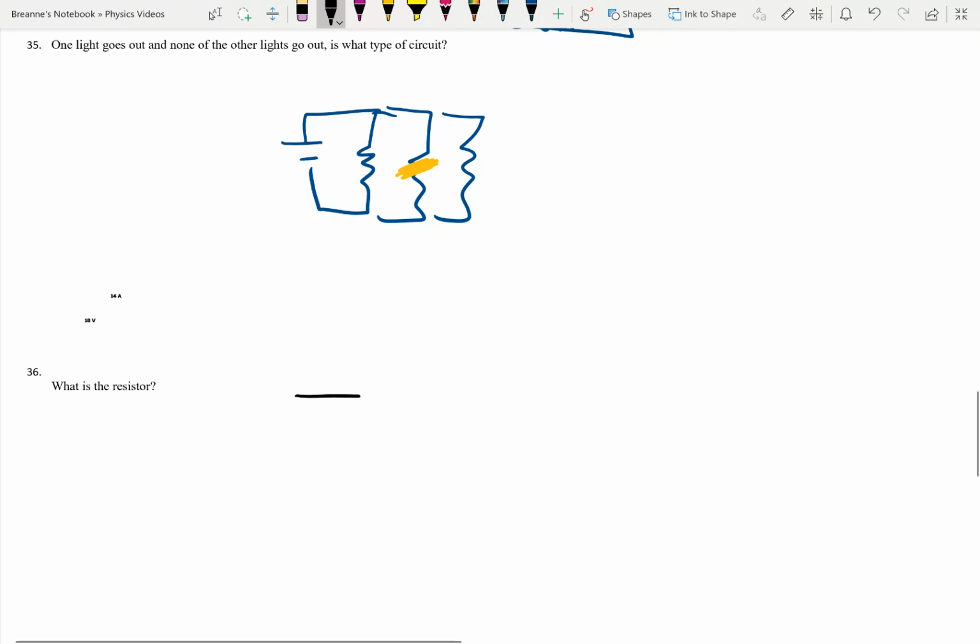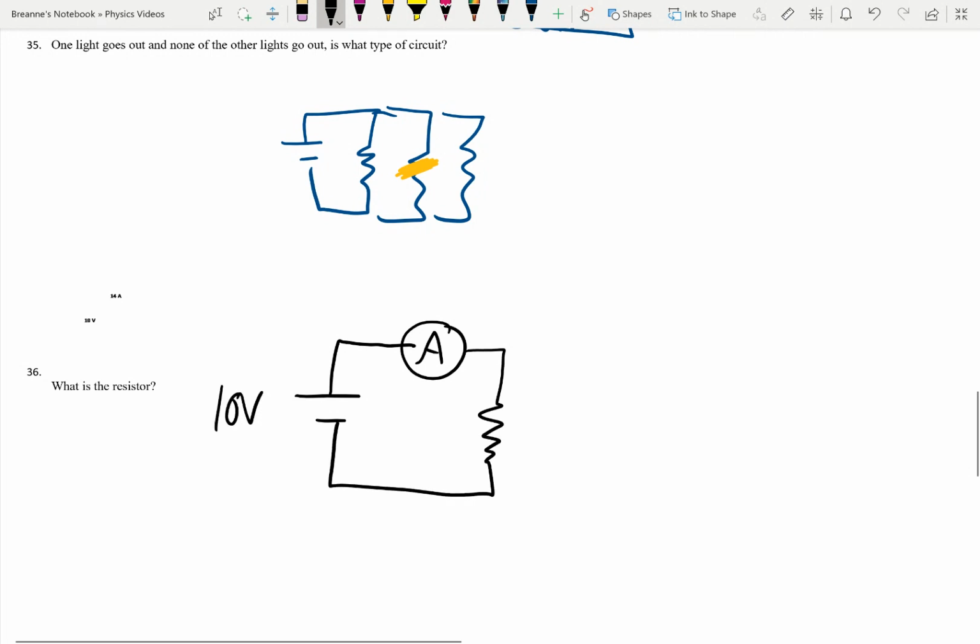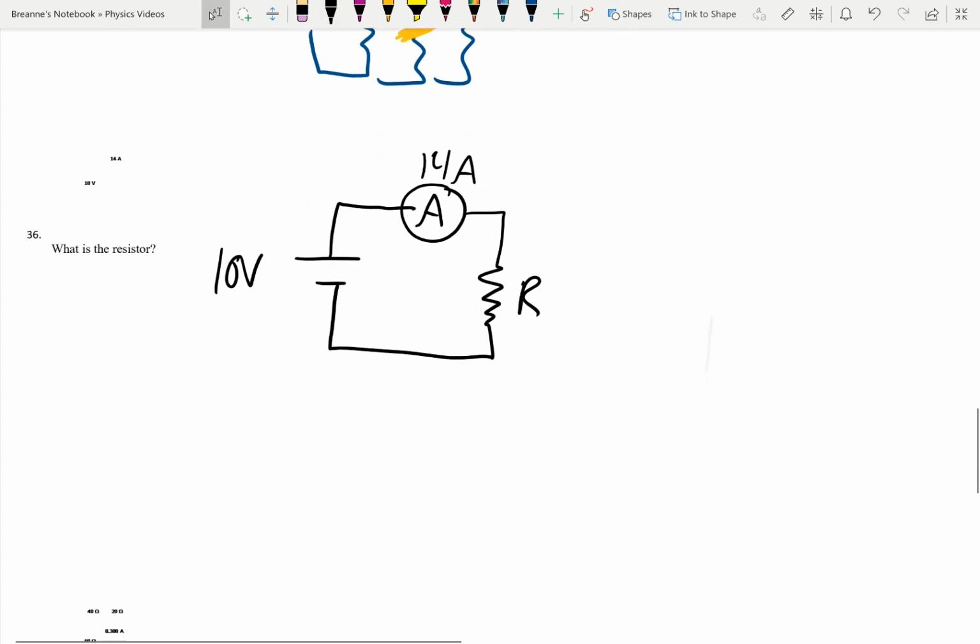So I'm just wondering where you're at. You have a battery, you had an amp meter right here, and you had a resistor right there. It says the battery was 10 volts, your amp meter read 14 amps, and then you had a resistor there. And it says, what is the resistor?